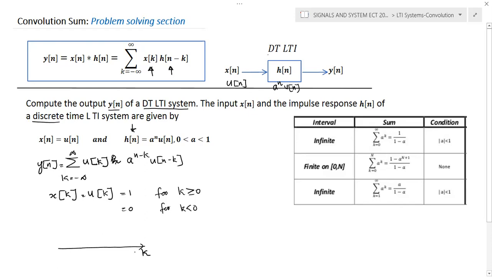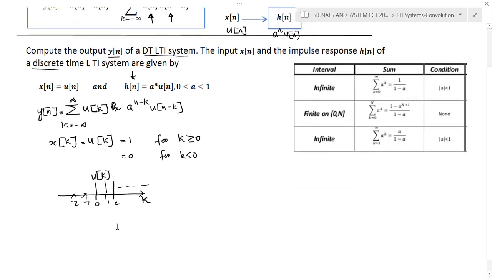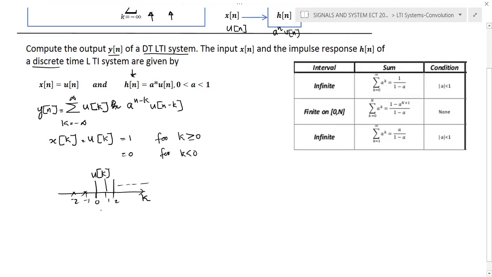So you know, write x-axis k, index k, and here it is 0, 1, 2, 3, etc. And here it is -1, etc. So if k is greater than or equal to 0, the function magnitude is 1. So this is a signal u of k. And for negative value, it is 0. That is u of k. So now we got the step signal, and the non-zero magnitude is from 0 to infinity.